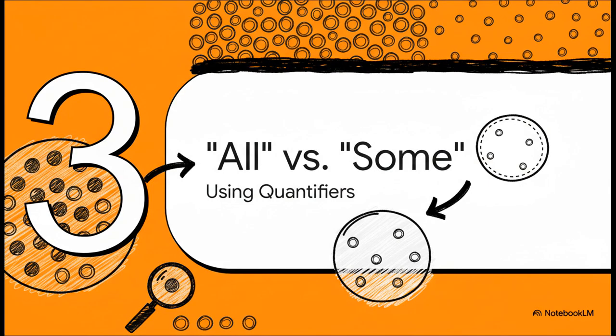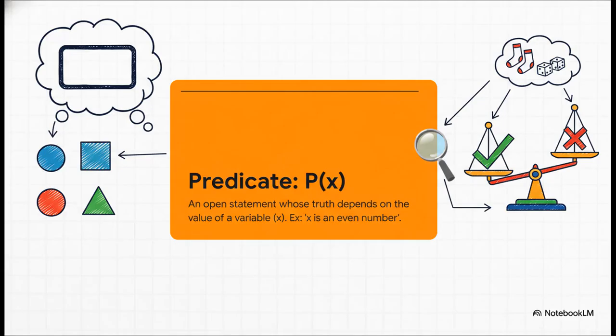Okay, deep breath. We're moving on to part 3, all versus some. So far, we've been dealing with single statements. But what if we want to make a big claim about an entire group of things? This is where we learn to scale up our thinking. To do that, we need a new tool called a predicate. The easiest way to think of a predicate is as a proposition with a fill-in-the-blank.